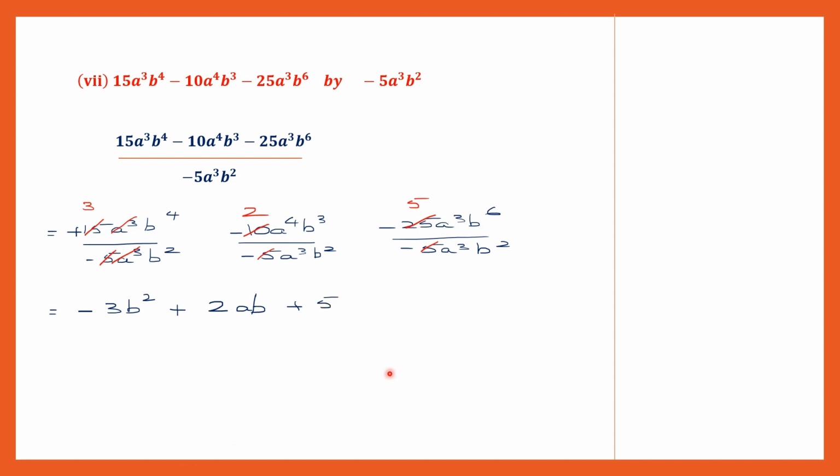Then we have a to the power of 3 and a to the power of 3, which will get cancelled. Then we have b to the power of 6 minus 2, which is b to the power of 4. So this is our final answer: minus 3b square plus 2ab plus 5b to the power of 4.